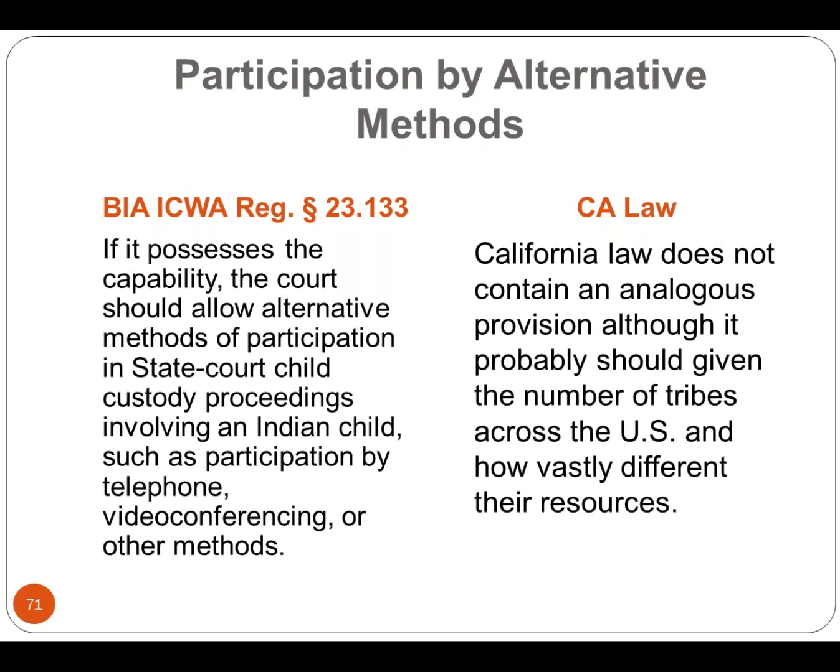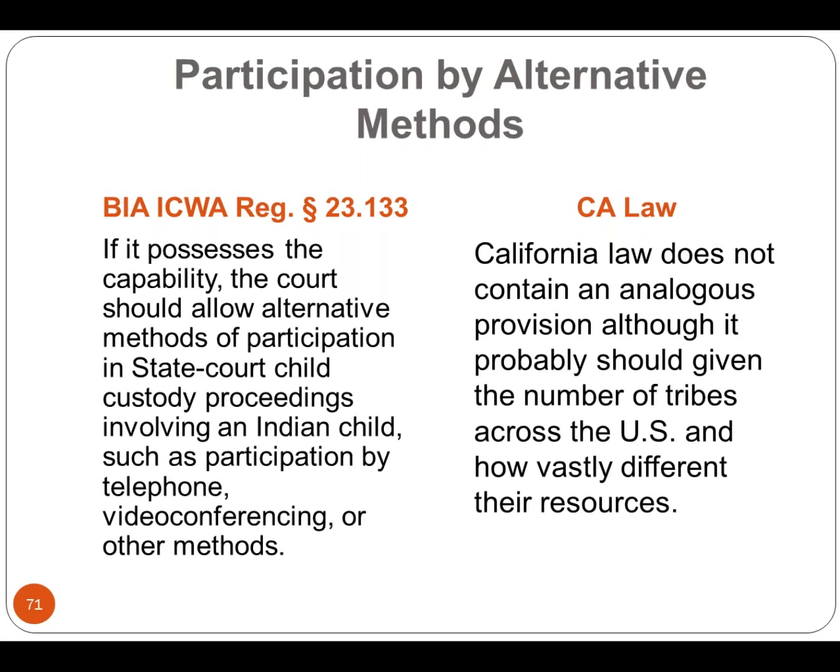Now, participation by alternative methods. This is very important because a tribe's right to intervene as a party to a case means nothing if it is so complicated or difficult for them to do so that it's just about impossible. So regulation 23.133 says, if it possesses the capability, the court should allow alternative methods of participation in state court child custody proceedings involving an Indian child, such as participation by phone, video conferencing, or other methods.